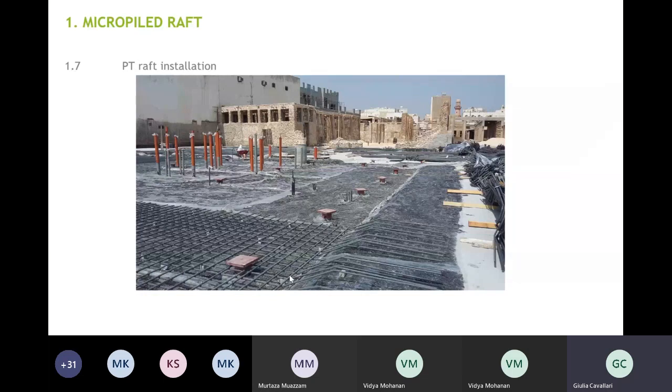And this is a view, again, of pour one. Here you can see the pile heads with the steel plate already installed, and they started the reinforcement. This is the bottom reinforcement, and it went very quickly and was cast shortly after.